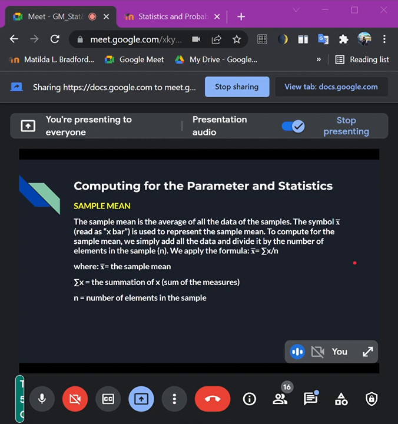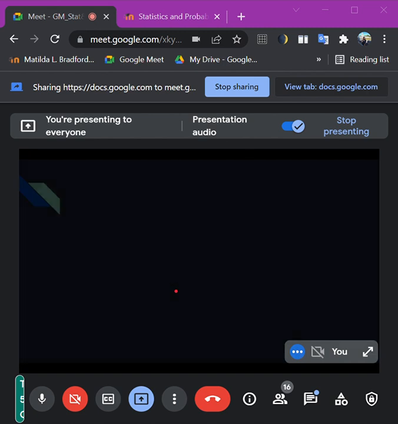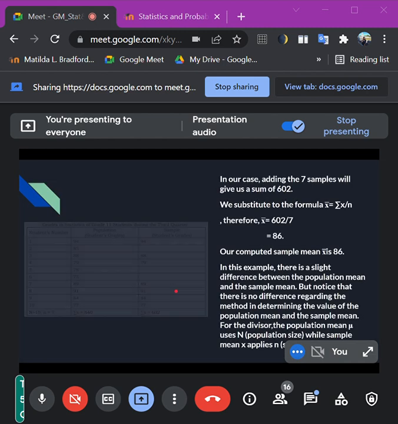So, it's the same formula again, but what changed is the symbol. Diba, kung ganina mu, karon X bar na siya. Okay? And then, from what you saw in our previous formula for population, the n is capital, while in sample, that is a smaller n. Okay? So, X bar is the sample mean, and then summation of X, and the number of the elements. So, we have here.